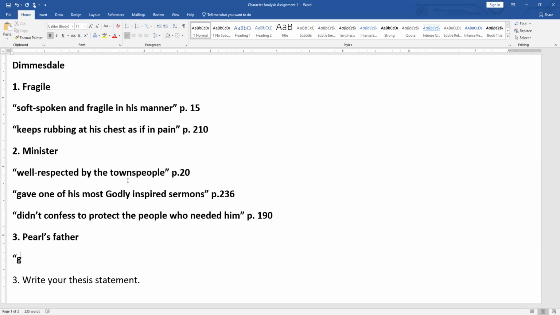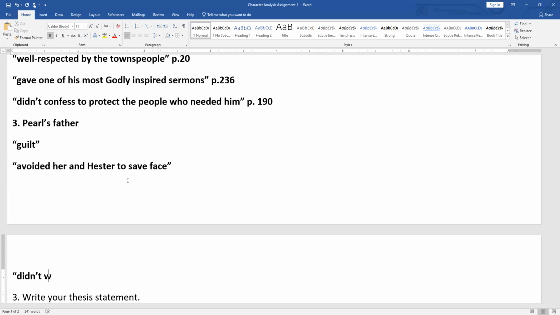And so guilt is a big thing. You know, he avoided her and Hester to save face, right? Didn't want to be seen looking like Pearl. This doesn't really make sense. I'm trying to go fast, right? He didn't want it to be obvious that they had physical similarities. So it's important that he's Pearl's father because that's one of the main components of the plot.